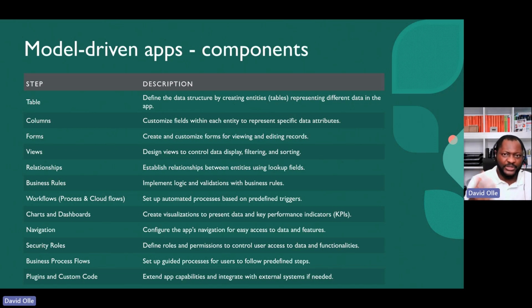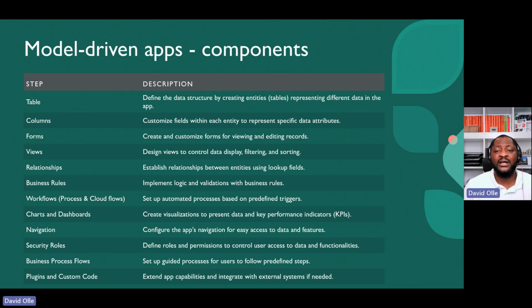So a model-driven application also contains your business process flow. You're able to set guided processes for users to follow. If your business, for example, has a sales process, a process for developing and nurturing your lead, converting your lead into an opportunity and subsequently into sales and order, then you'll want to leverage those. And of course, Dynamics 365 Sales has its own out-of-the-box sales processes, which we'll be delving into at a later stage.